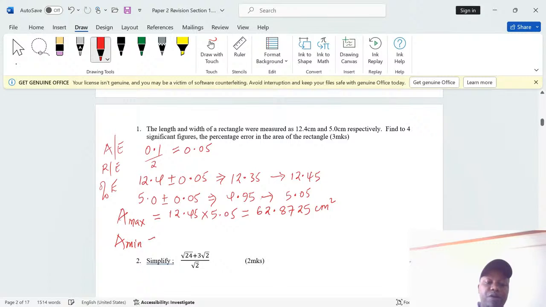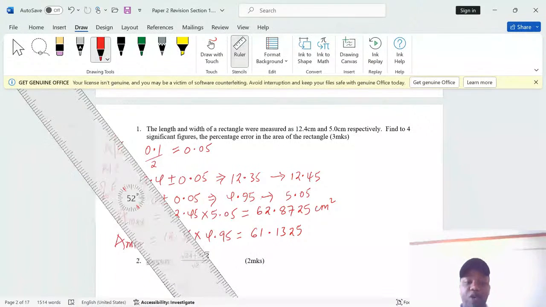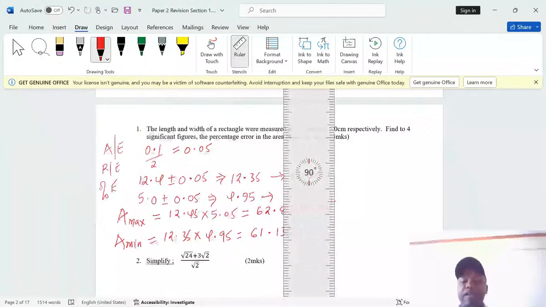Then there is the area minimum. This is when we use the lower limits of these dimensions. So we will have 12.35 multiplied by 4.95, and this will give us 61.1325.